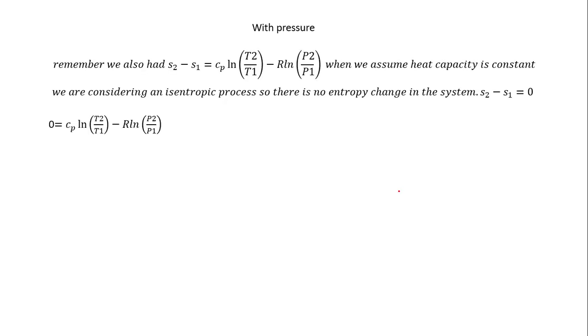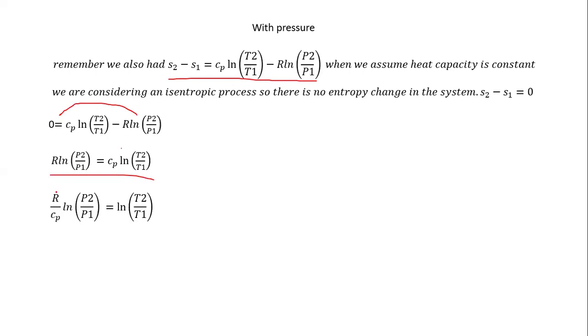So we can do the same thing with pressure. We can use this expression instead. Make S2 minus S1 zero because it's isentropic. Send this part over the equal to sign, and we get this expression here, right? Divide the R with the Cp so that we get this one here. We can now make it an exponent, so we can send all of this over to become an exponent here. So that's what we see over here.